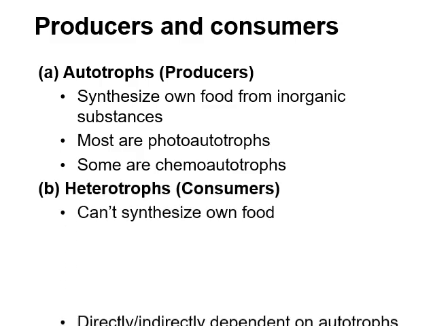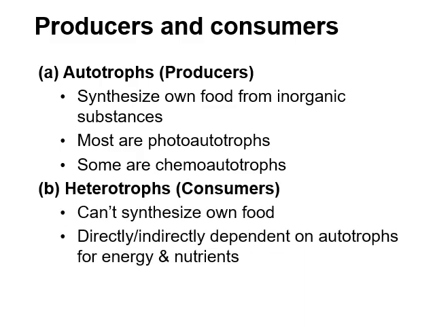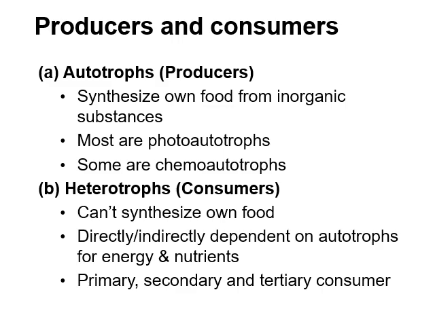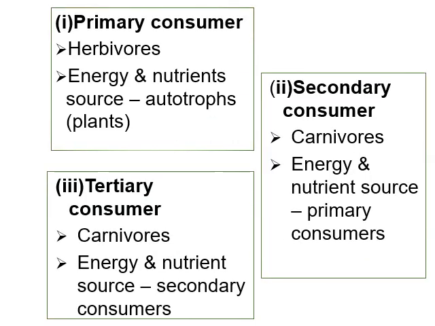Next kita ada consumers or heterotrophs, tak boleh synthesize their own food, so they directly or indirectly dependent dengan autotroph for energy and also nutrient. Okay, so kita ada primary, secondary, okay, and tertiary consumer. Okay, itu dia tolong summarizekan aja. All three. Dan untuk primary consumer, secondary dan tertiary consumer. So you can have a look and read this on your own.